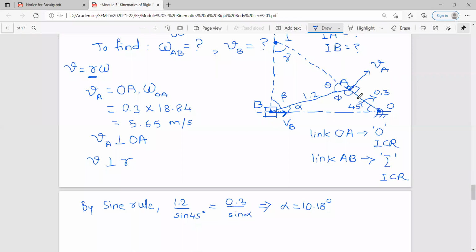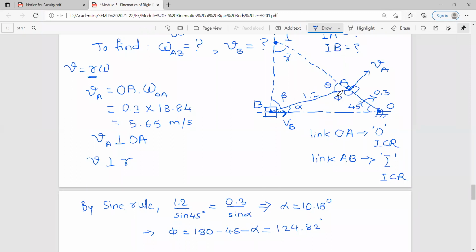You know that the sum of internal angles of a triangle is equal to 180 degrees, right? So I will write down another equation to calculate phi: phi is equal to 180 minus 45 minus alpha. Tell me how much is the value of phi? Sir, it's 124.82. 124.82. Okay.